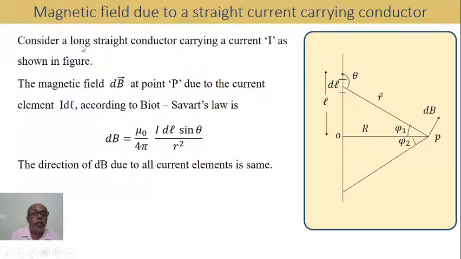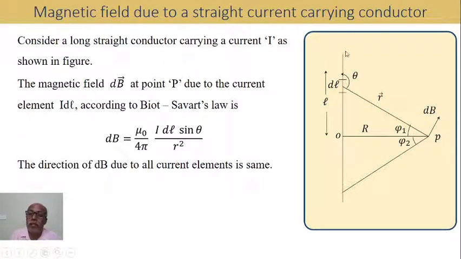So coming to the topic magnetic field due to a straight current carrying conductor, we have considered a straight current carrying conductor of infinite length, where O is the midpoint of the conductor. The total length of the conductor is taken as 2L, or on one side from the midpoint it is taken as equal to L, where L is equal to infinity for one side.